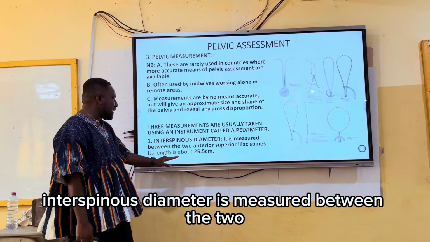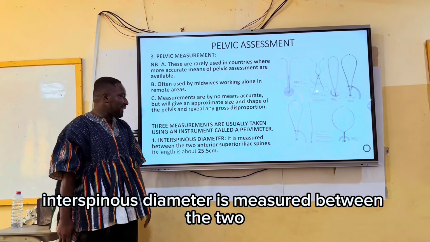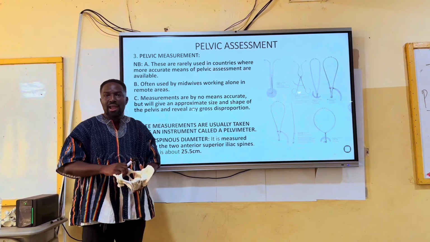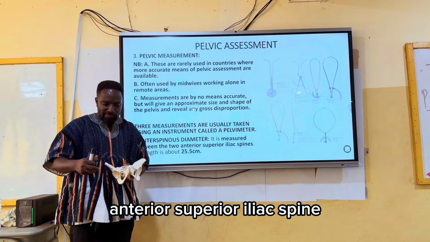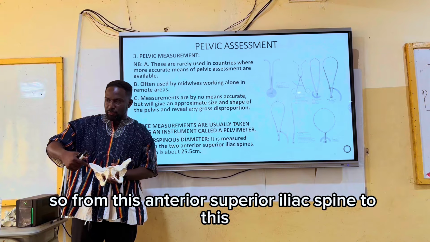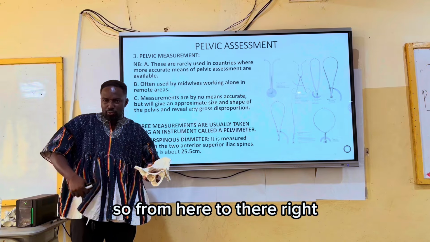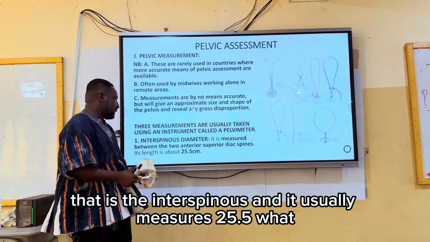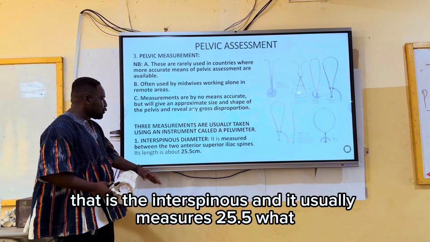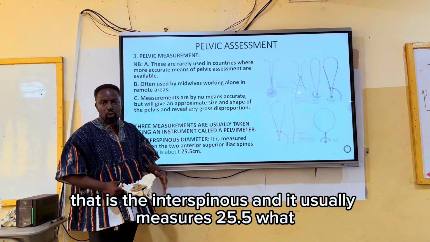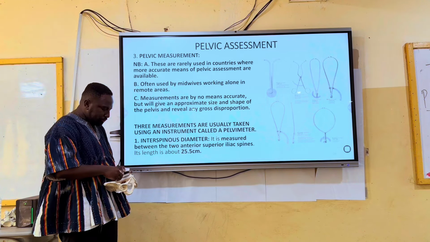Interspinal diameter is measured between the 2 anterior superior iliac spines. So from this anterior superior iliac spine to this, so from here to there, right? That is the interspinous diameter, and it usually measures 25.5 centimeters.